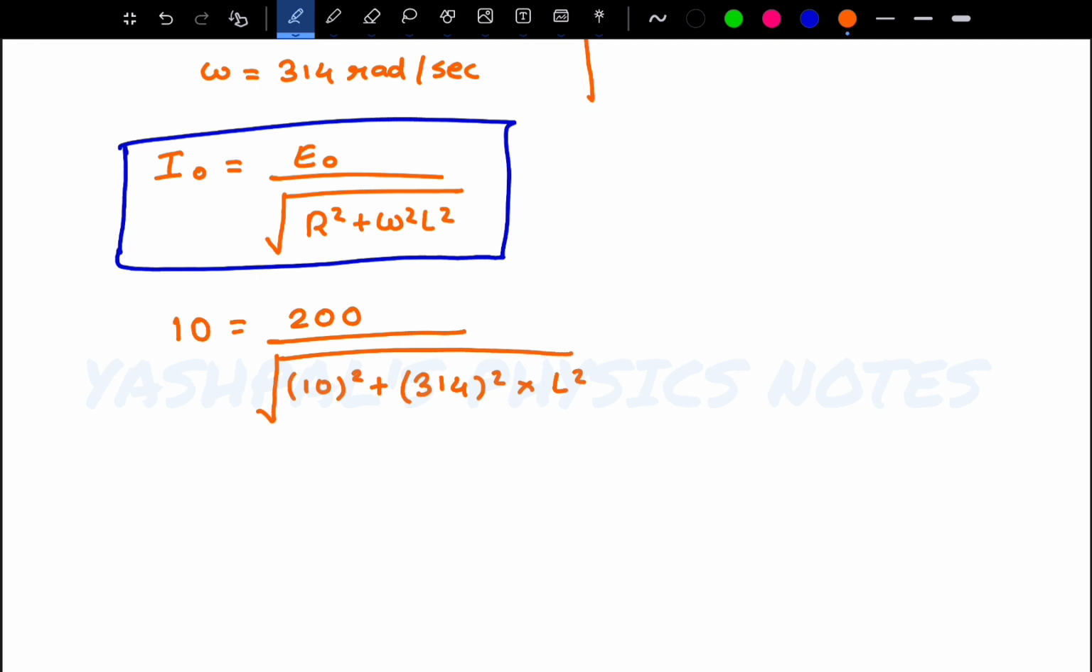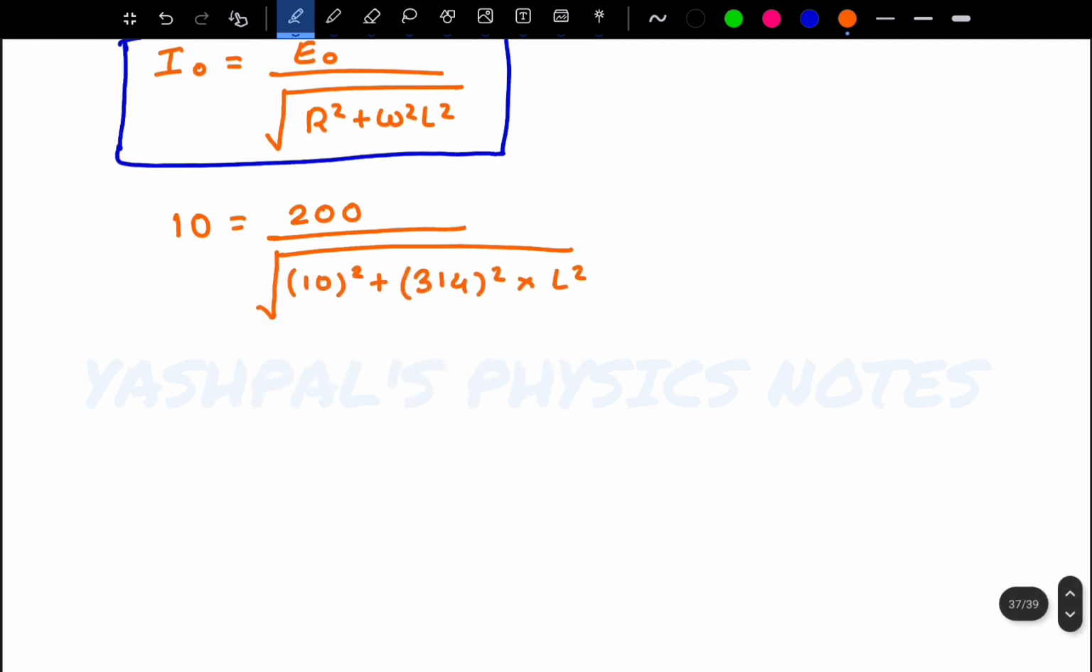Okay, now here we need to find the value of L square, but it is in the denominator. So the first logical step should be that we take this value of inductance to the numerator. So let's just take that to the numerator. So I can cross multiply it with 10. Therefore, if I cross multiply, this whole bracket, this under root term, goes to the numerator.